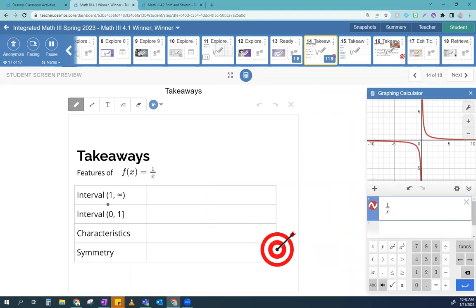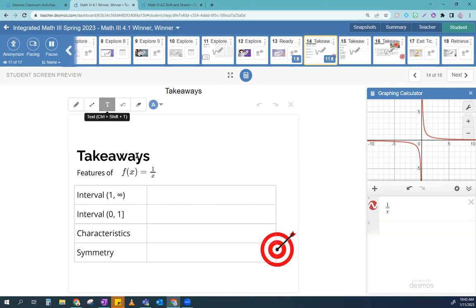So the interval from 1 to infinity, what is happening? Where is the function going towards? Yeah, it's going towards 0. So here I'm just going to write, let's do this in math language so that you all see this. As x goes towards infinity, f of x goes towards 0, right?